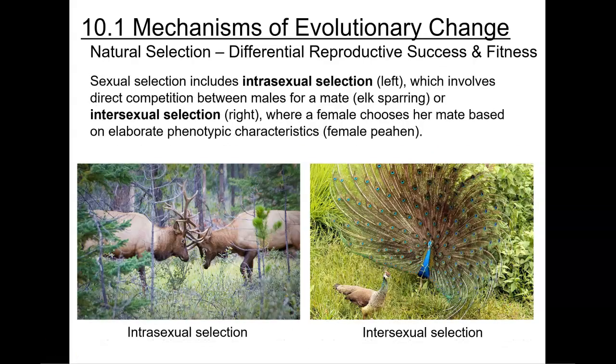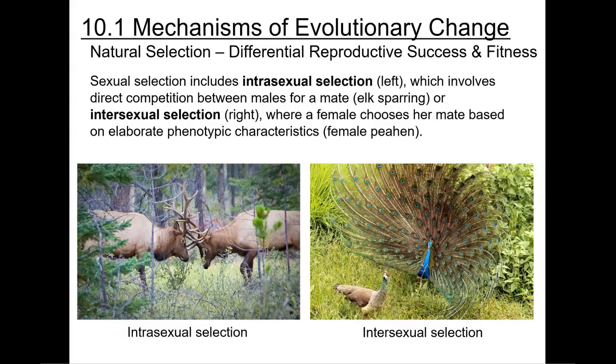Now we're looking at inter- and intrasexual selection. So looking over to the left with intrasexual, that's where there's competition directly between males to mate. We see these elk here that are fighting, and the one that wins the fight will be the one that gets the ability to mate with the females, therefore spreading his genes, and so that makes him more successful.